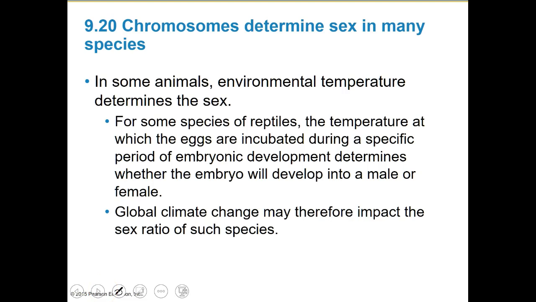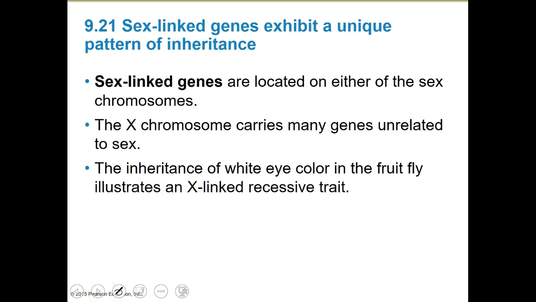In some animals, environmental temperature actually determines the sex. So a lot with reptiles, the temperature the eggs are incubated at during a specific period of embryonic development determines whether it's male or female. So it's about temperature for these guys, which does bring about the question of global climate change. If we alter the climate because of CO2 emissions or whatever, it actually can affect sex ratio. So maybe more males will be developed than females, or more females than males. So it impacts our ratio for genders of those particular babies.